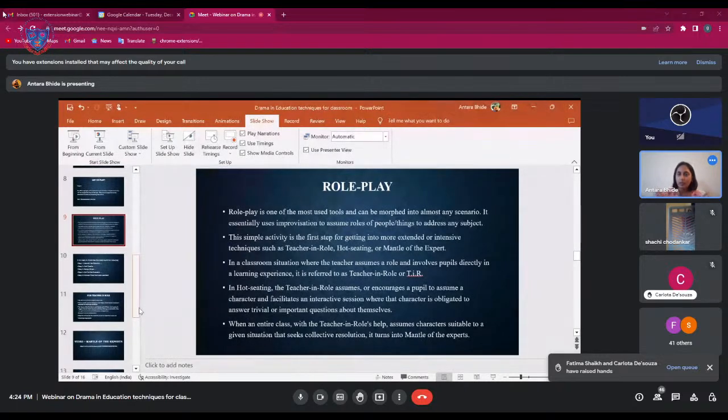Now the third thing is a very, very important and crucial drama in education tool, which is very time taking as well. It's going to take many classes to conduct this activity, mantle of the expert. In this activity, the teacher is in role and the entire class is also in their own roles. They assume characters suitable to that situation, and there is a question to solve, a problem to resolve, ends to meet, a project to do, and the entire class and the teacher, everyone being in their role, seek collective resolution. And this activity can go on for days.